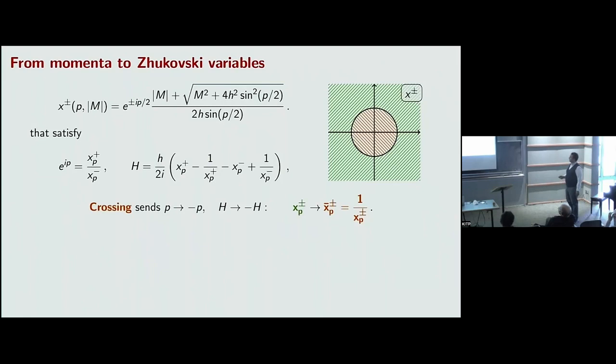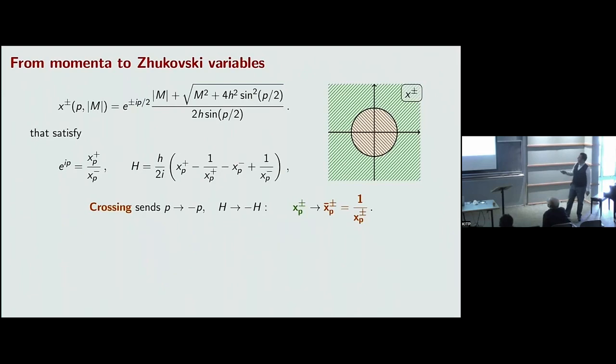If you do the crossing transformation, which you can do also for this non-relativistic model, you go from the particle to the antiparticle region, you flip the sign of the momentum, you flip the sign of the energy, and you go from outside the unit circle to inside the unit circle: x goes to 1 over x. Now, this is for generic m, this picture.